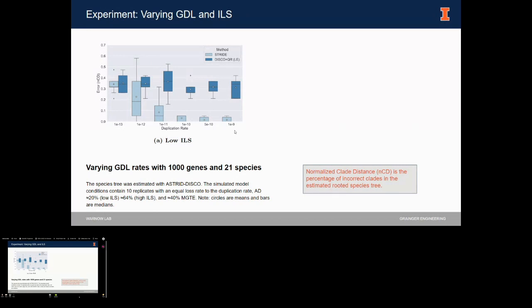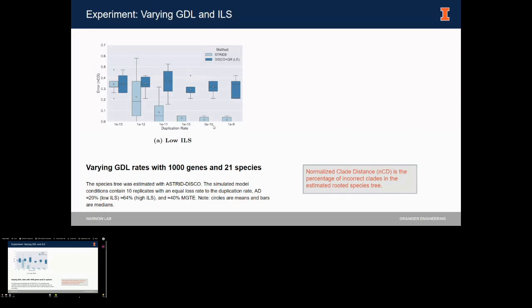The light blue is STRIDE, and we see that as the duplication rates increase, the amount of error drops off pretty drastically. And once we reach fairly high levels of duplication here, we have so much signal that it does a fantastic job at finding the root. Also, unsurprisingly, we see here in the darker blue DISCO+QR doesn't seem to be very affected in any way by the duplication rate. It's just pretty consistent throughout. And this makes sense since it doesn't really use duplication and loss as a signal in finding the root.